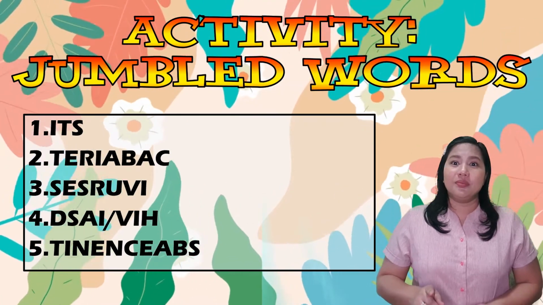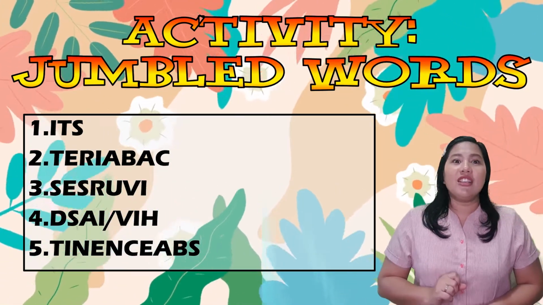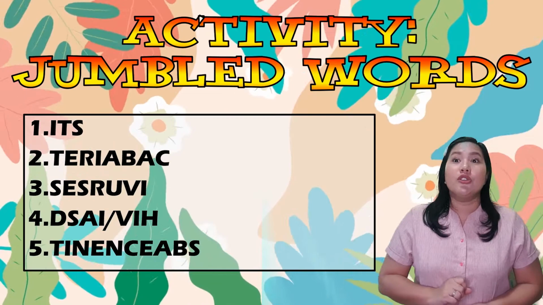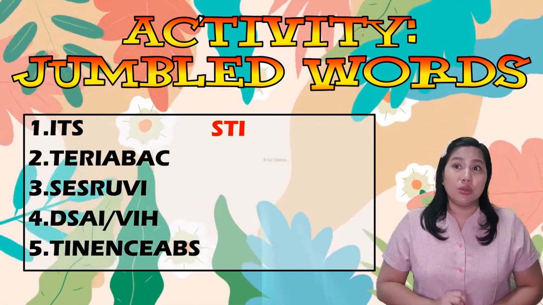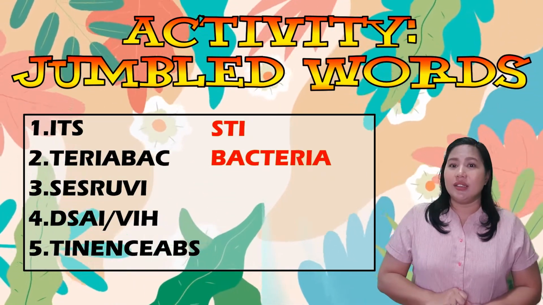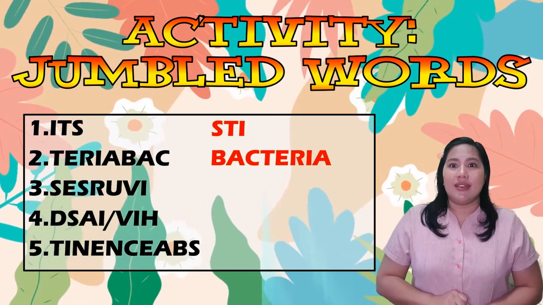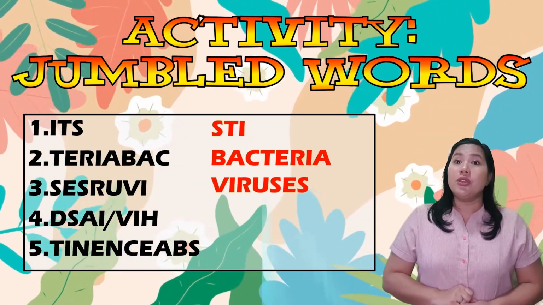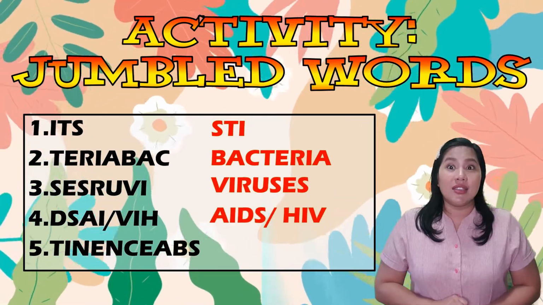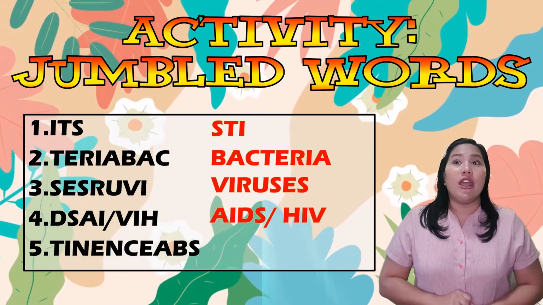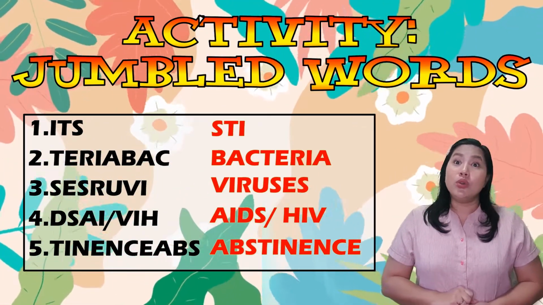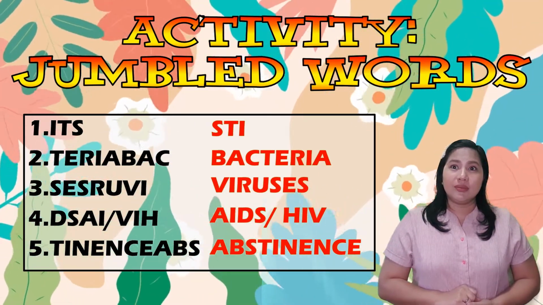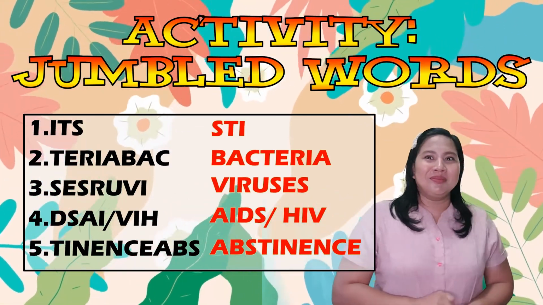Time's up! Let us check your answer. Number 1 is STI. Number 2 is bacteria. Number 3 is viruses. Number 4 is AIDS or HIV. And number 5 is abstinence. Who got the perfect score? Excellent!